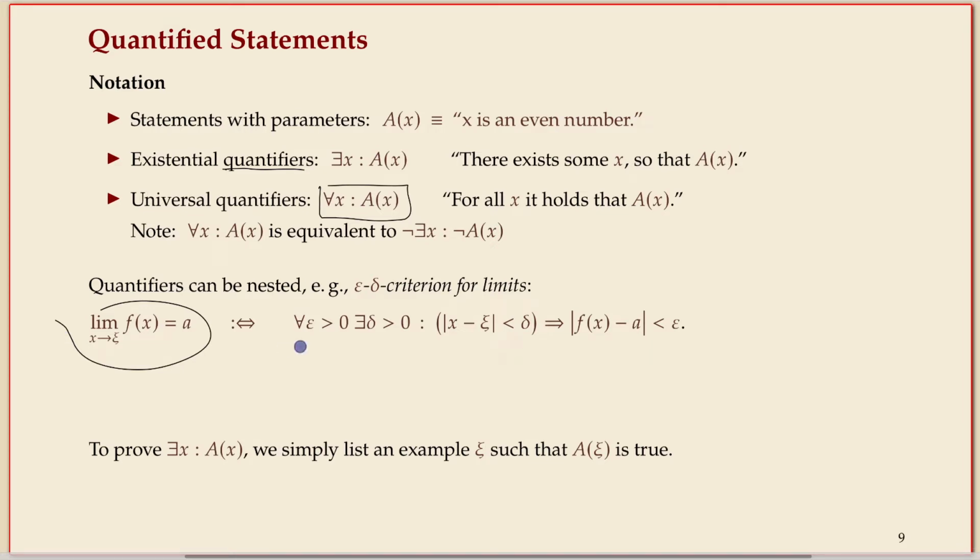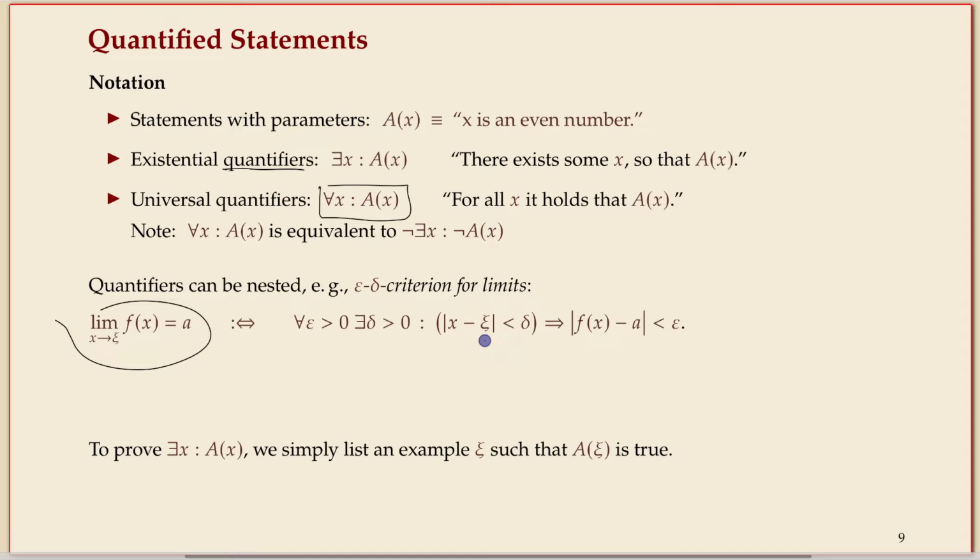And what people came up with as a rigorous definition of this limit is the epsilon-delta criterion. It says, you tell me for every epsilon, how close do you want the function value to be to the limit value? You tell me how close you want it. There exists a delta. I can tell you a delta so that if x is closer to xi than delta, the function value is closer to a than epsilon.